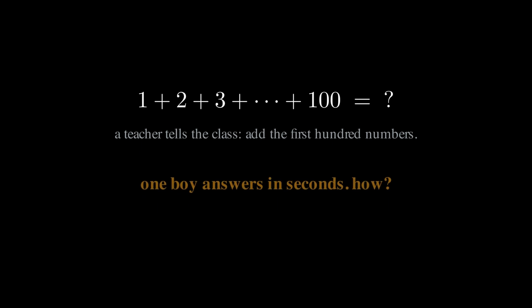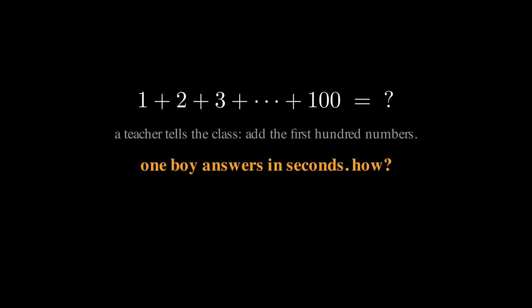A famous story. A teacher, hoping for some quiet, tells the class to add up every whole number from 1 to 100. Within seconds, one boy, Carl Friedrich Gauss, puts up his hand with the answer. No adding 100 numbers. He saw a pattern. By the end of this video, you'll see it too, and it'll hand you the entire sum formula.